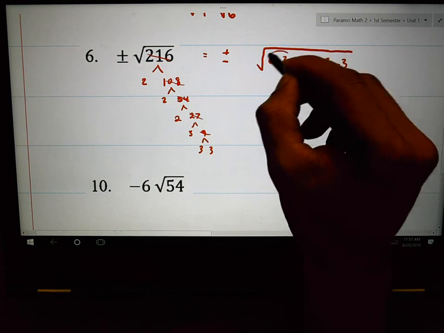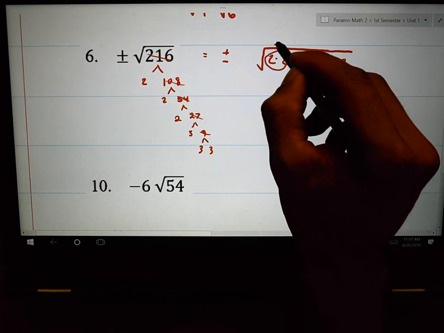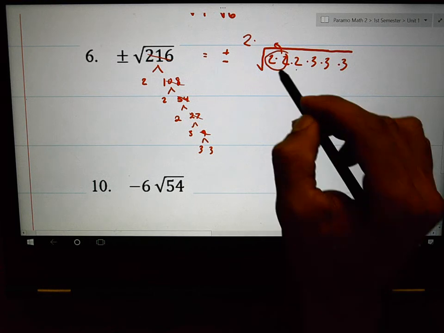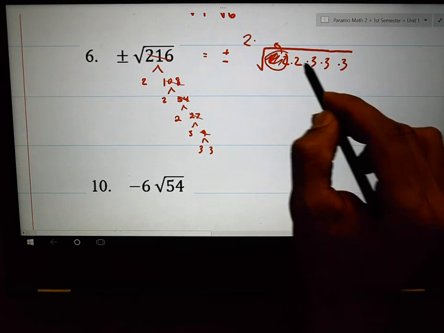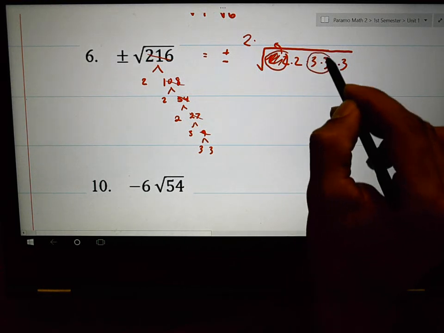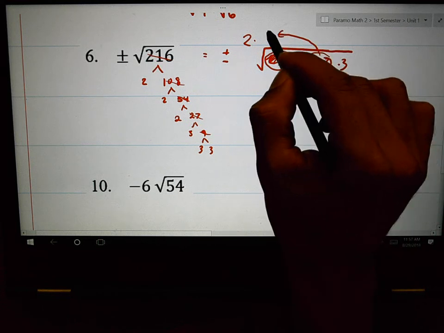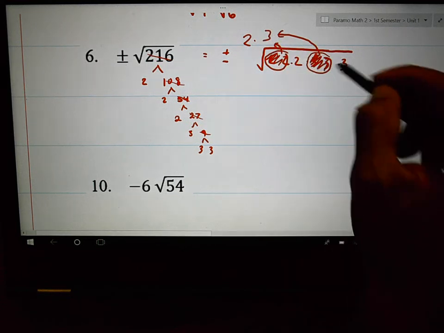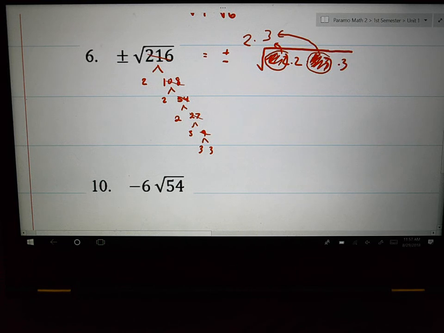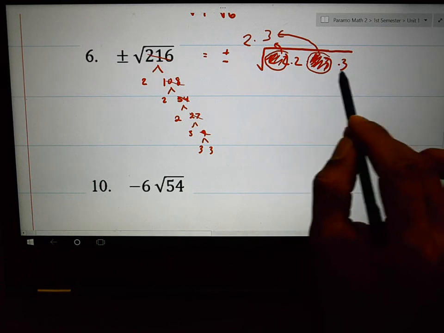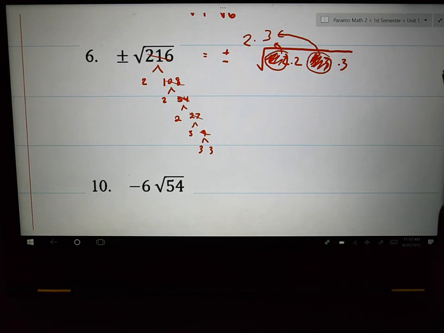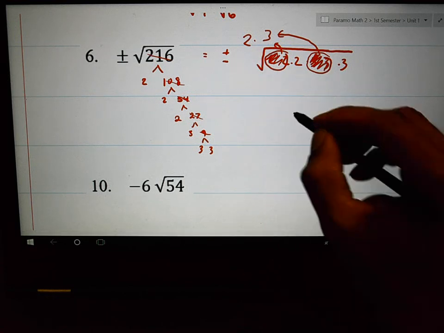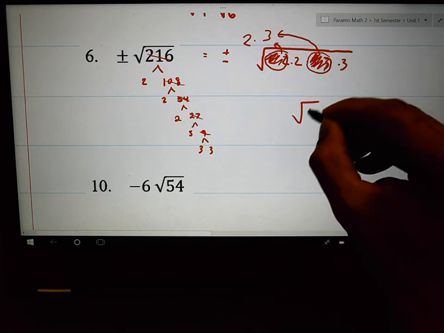I need 2. I circle that. A 2 can pop out. This one doesn't have a partner. I leave it there. Do I have a pair of 3s? Yes. A 3 can pop out. Does this other 3 have a partner? No. What do we do with the numbers when they don't have a pair? We multiply them. So the square root is actually going to be the square root of 6.